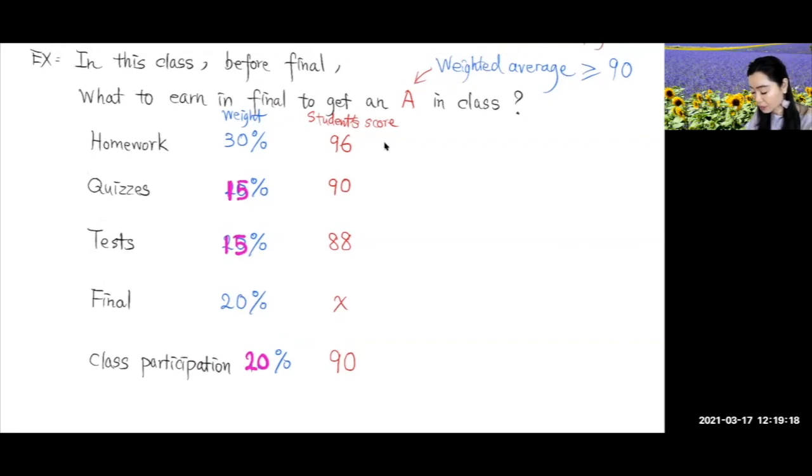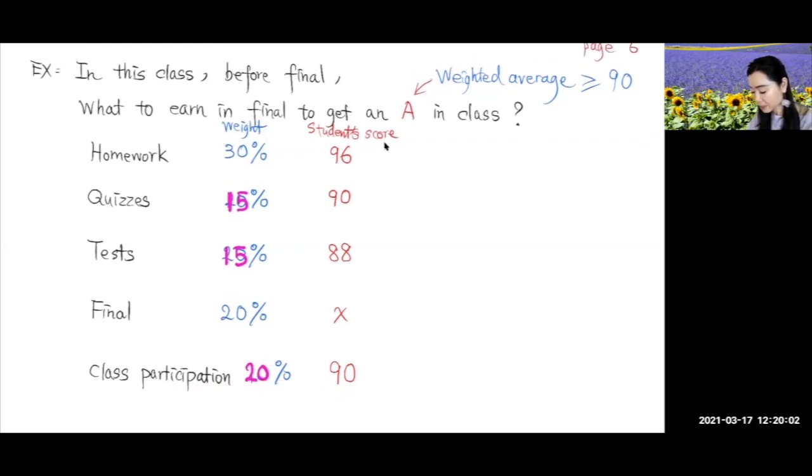Now suppose the student goes like this. For homework, the student has a 96 average. And for quizzes, the student gets 90 on average, 90%. And the test gets 88. And class participation, the student usually participates pretty well. Participation including attendance, okay? And also the posting in the discussion, and also Pronto. And also speaking up in class or asking questions in class. Okay, so that's how this class participation works.